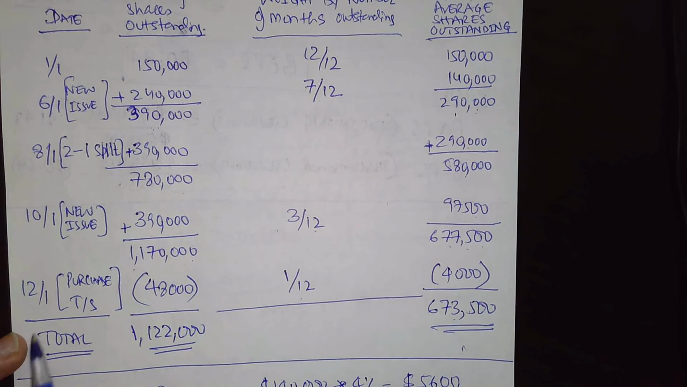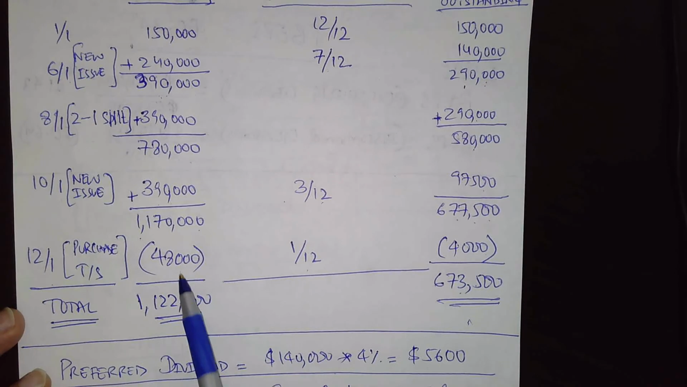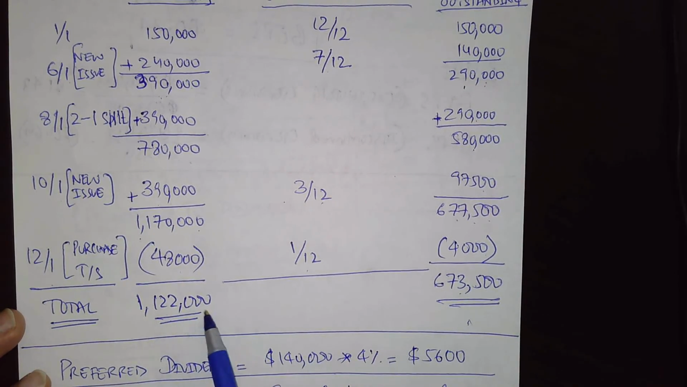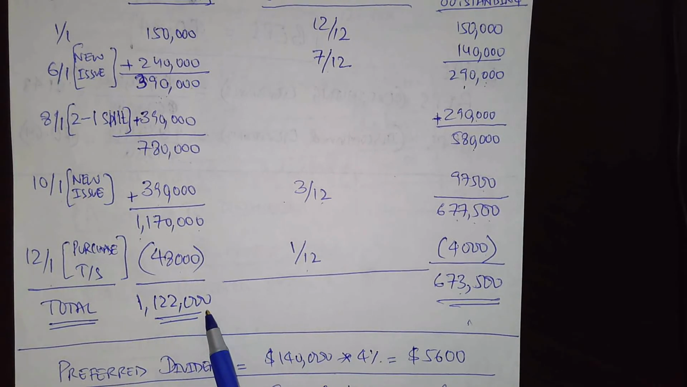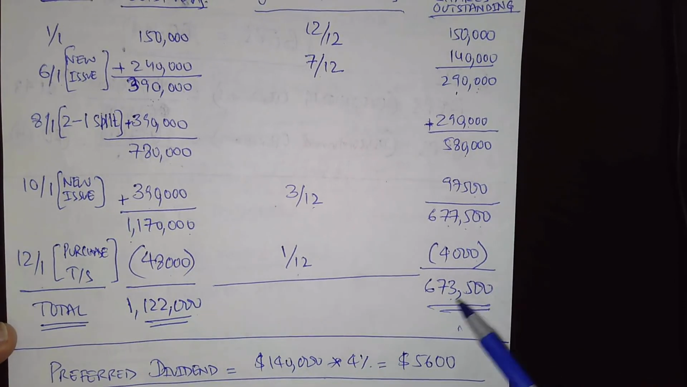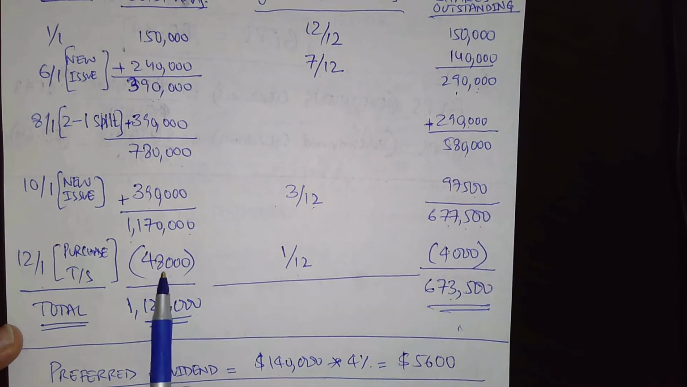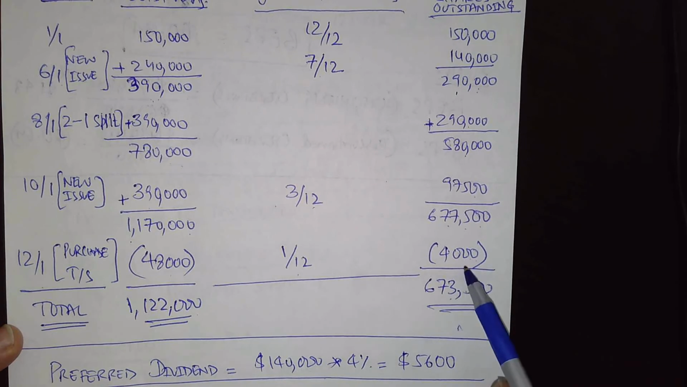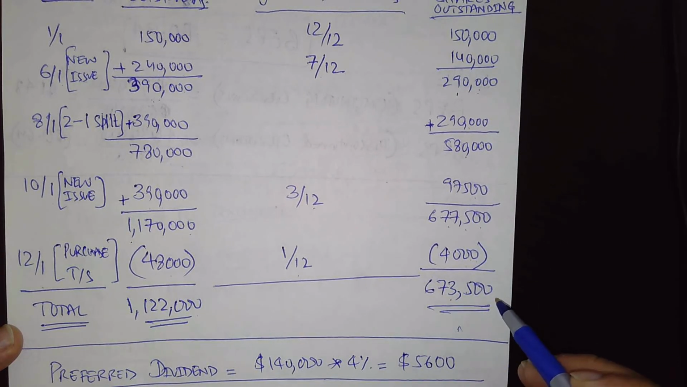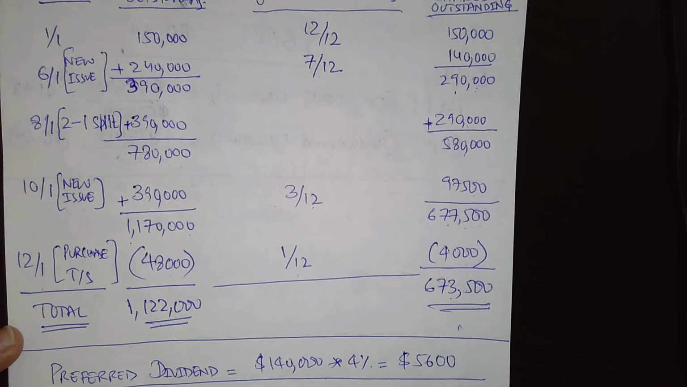677,500. However, on December 1st, they are buying back 48,000 shares. So now their shares reduced to 1,122,000 in the hands of the public or the shareholders, but they are using only 4,000 to subtract, because this happens only in the last month, so you multiply 1 over 12 to 48,000 and you get the number 4,000. So our weighted number to calculate the basic earnings per share is 673,500.